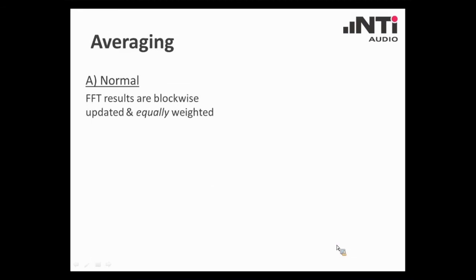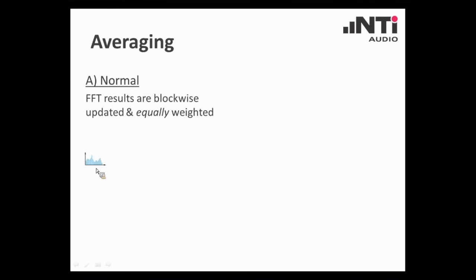Let's say some words about averaging. Averaging is a very important feature that you have to activate in many cases where the input signal shows some stochastical fluctuations, statistical components. And there are actually two different approaches to execute this averaging. The first one is what we call the normal averaging. Here the FFT would calculate results, spectra, and calculate the average blockwise by considering the corresponding spectra with equal weights.